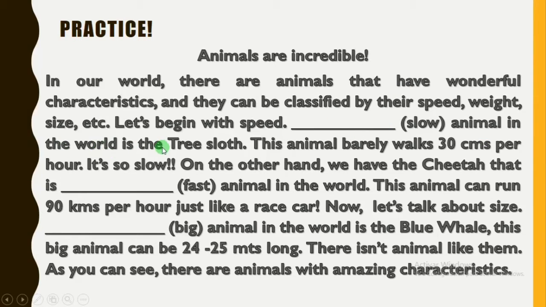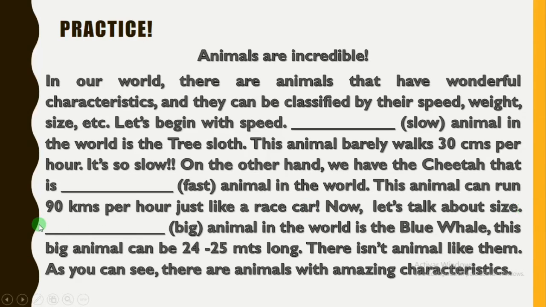Yes, the slowest animal in the world is the sloth. Here we have a picture of the sloth. This animal barely walks 30 centimeters per hour. It's so slow. On the other hand, we have the cheetah, and there we have the adjective fast, so we need to make it superlative. How can we make superlative in fast? The fastest animal in the world. This animal can run 90 kilometers per hour, just like a race car.